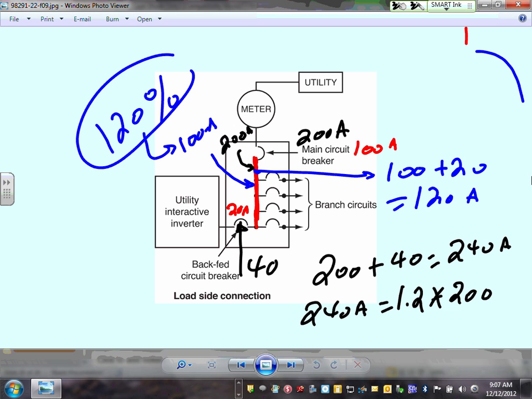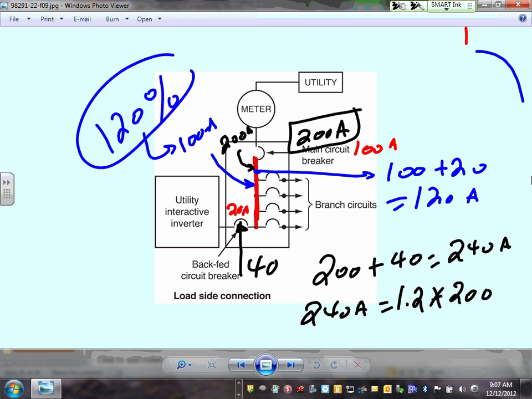See the limitation? You're limited on the size of the main. You can push only 20% of the size of the main and the buses. So that's why this is limited.